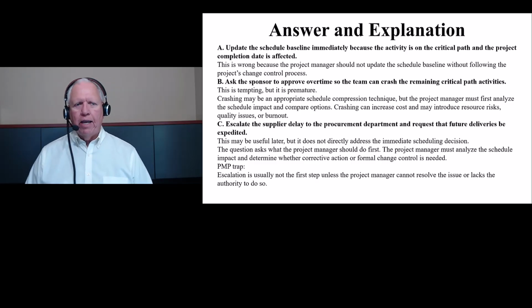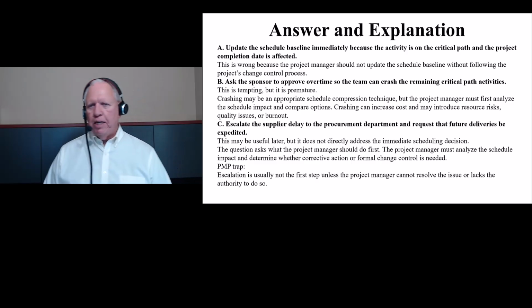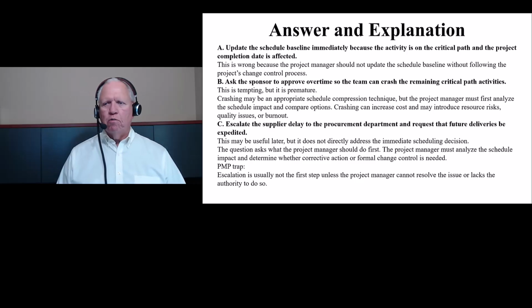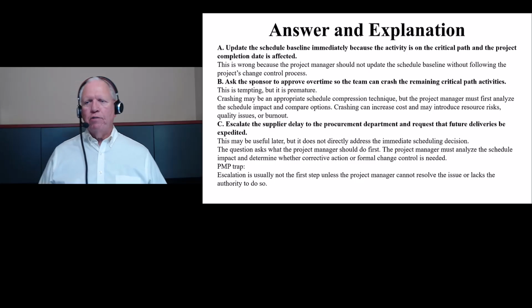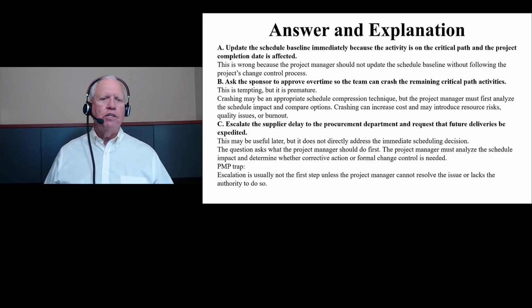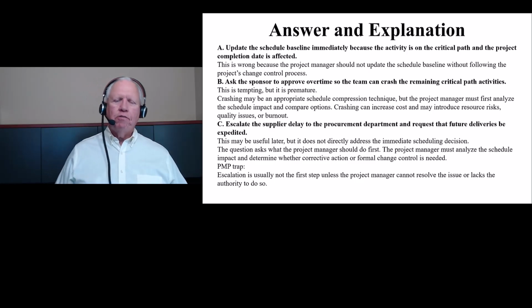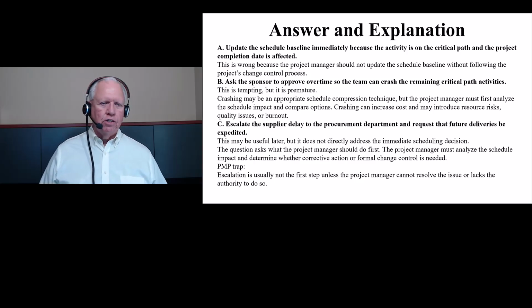So what about A? A, update the schedule baseline immediately because the activity was on the critical path and the project completion date was affected. This is wrong because the project manager should not update the schedule baseline without following the project's change control process. So that date stays the way it is until you go through change control.